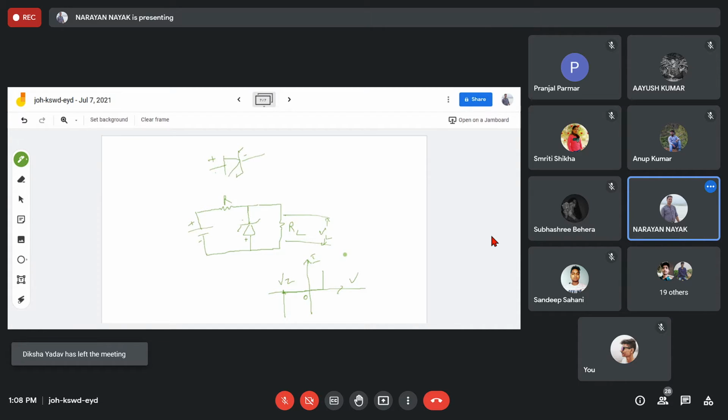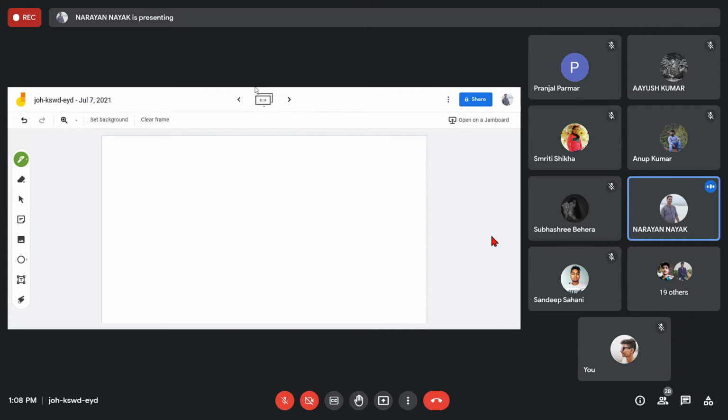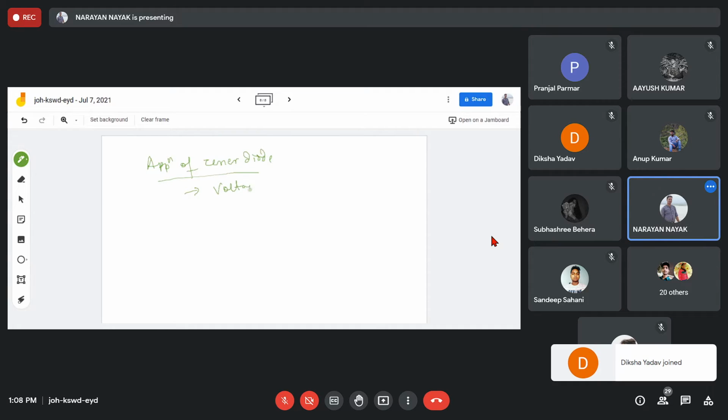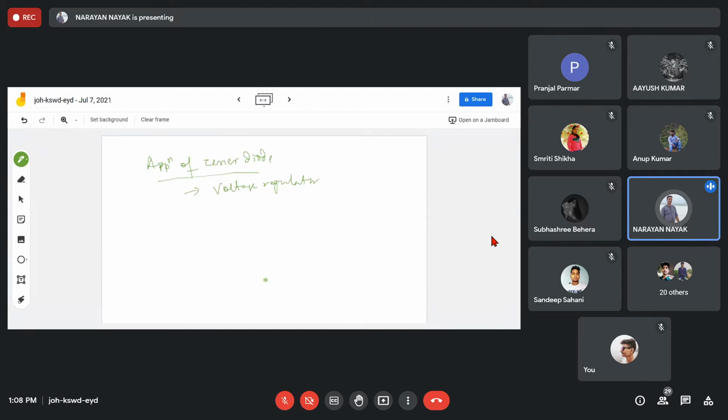Now next I will tell you how the Zener diode can be used as a voltage regulator. Clear? You know that the application of the Zener diode is as a voltage regulator. So you just see here how the voltage regulator works. There are three cases you have to remember.